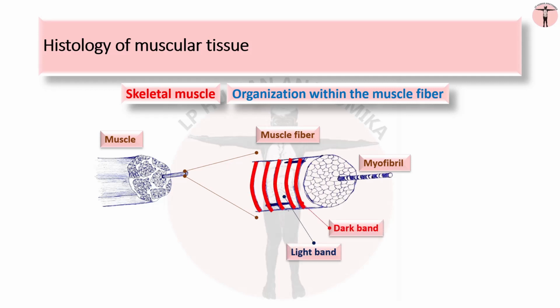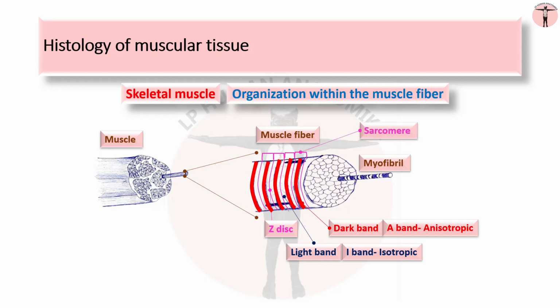The dark bands are called A bands, that is anisotropic, or birefringent in polarized light microscopy. The light bands are called I bands, that is isotropic, which do not alter polarized light. Each I band is bisected by a dark transverse line, the Z disc. The part extending from one Z disc to another Z disc, which is the repetitive functional subunit of the contractile apparatus, is called the sarcomere and is about 2.5 micrometer long in resting muscle.